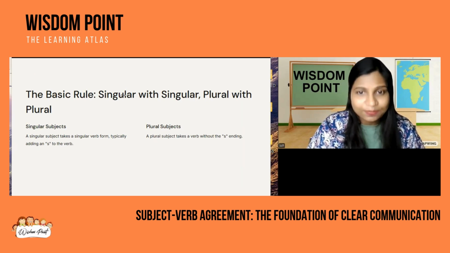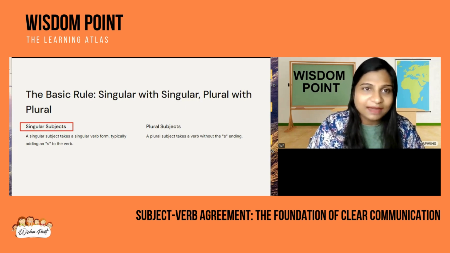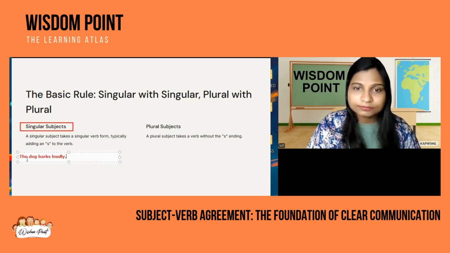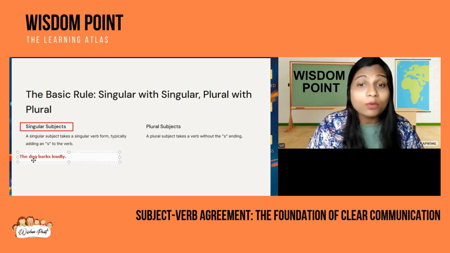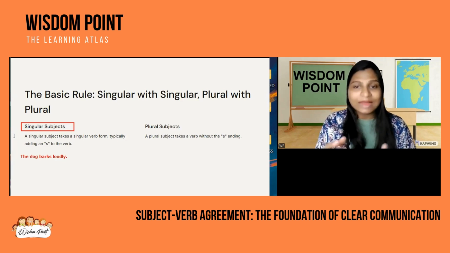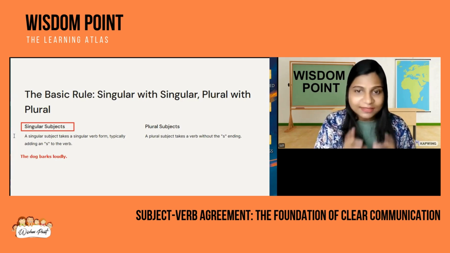That is what we are going to start with. If you have a singular subject, when a sentence is given, and in a sentence, if you have a singular subject, you need to have a singular verb. Let me give you an example for that. The dog barks loudly. Here, dog is my singular. I'm talking about one dog. Barks. So when you add S in a word, it becomes singular. And when the word does not have an S in it, it's a plural word. So that is a difference.